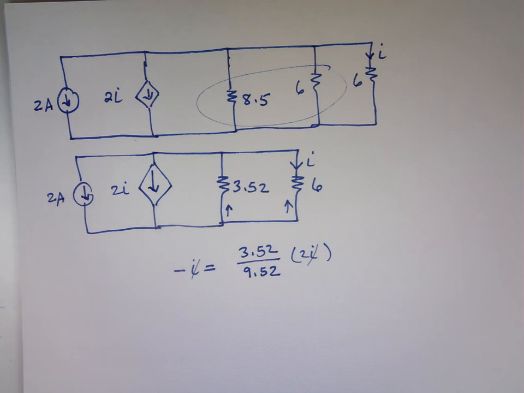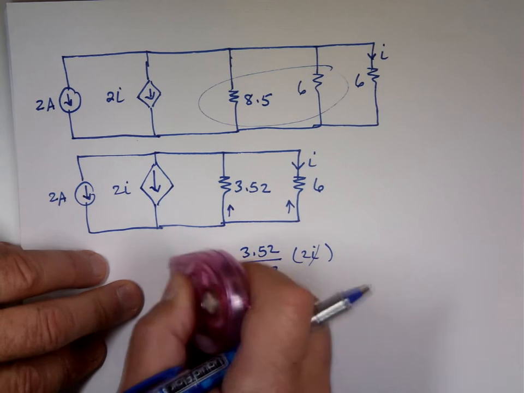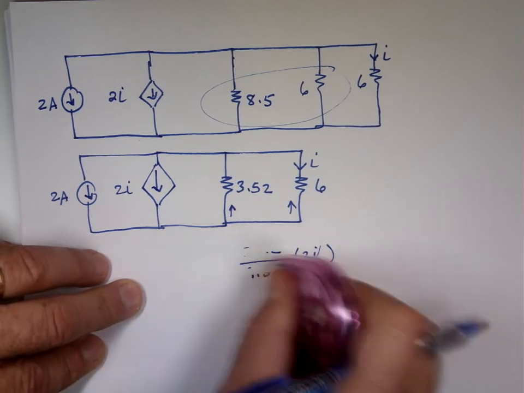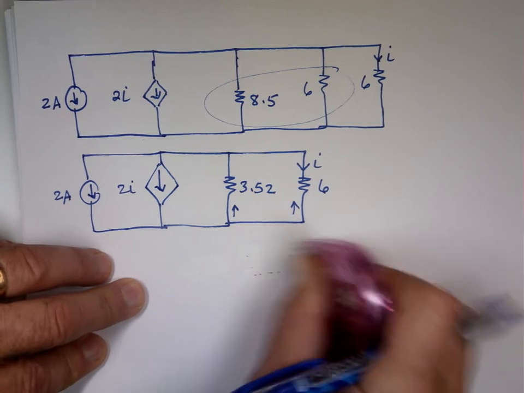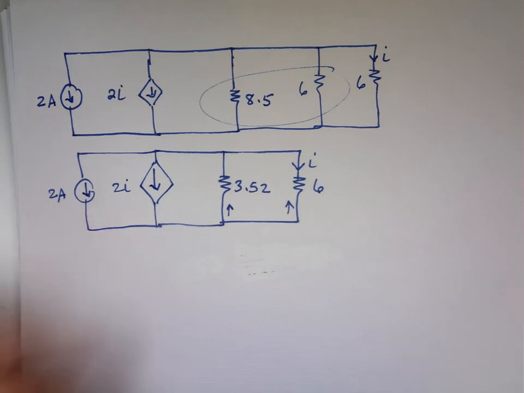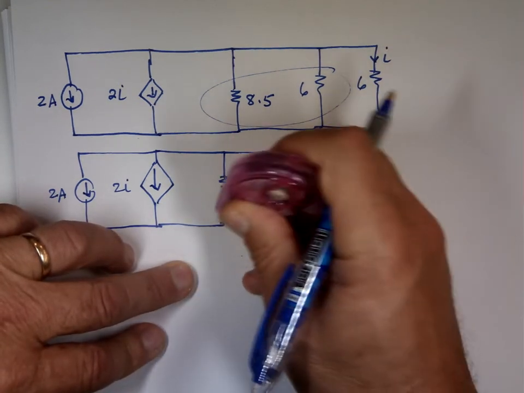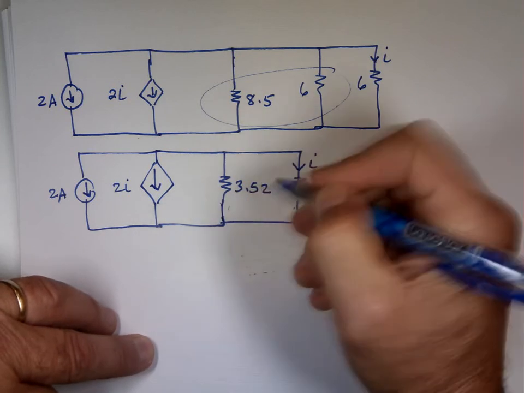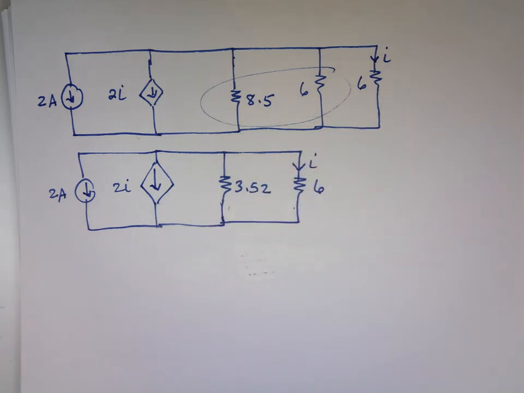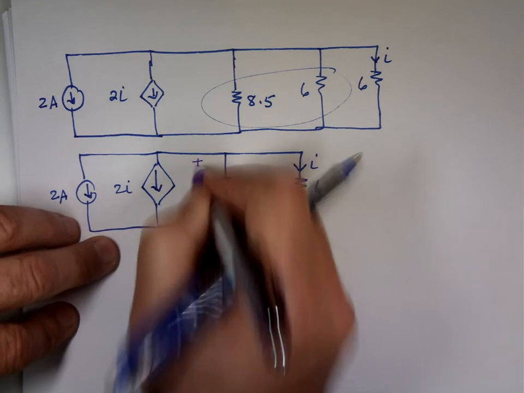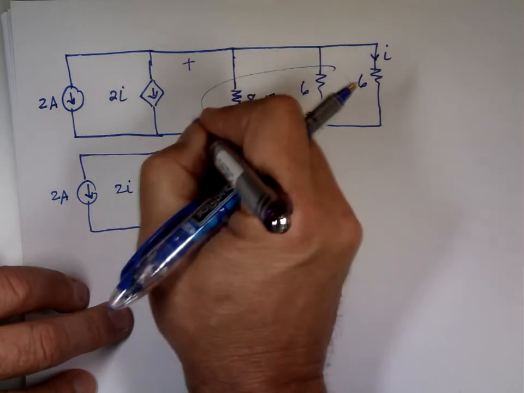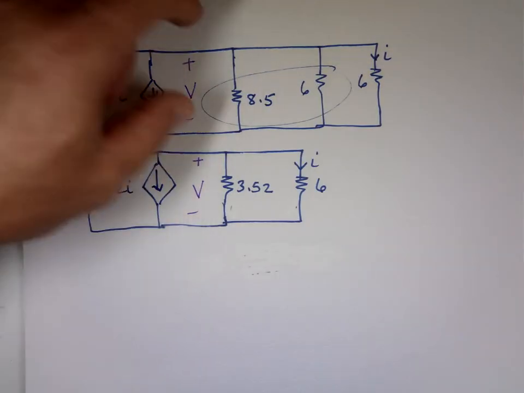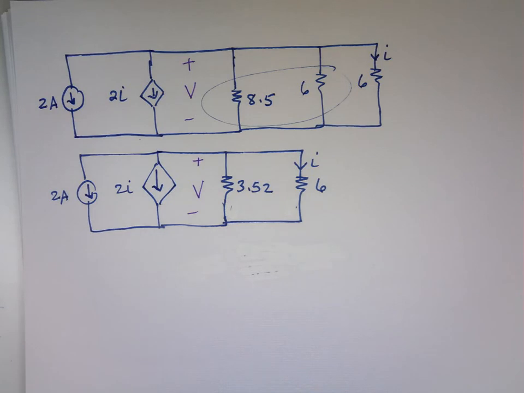Now we can finish this. I'm not going to use current division here; I don't like it for this problem. Maybe I'll do KCL. There's only one node. They're all connected how? In parallel. That means what? The voltage is the same. The voltage here is the same voltage right there. So if I know that voltage, I'm done. I'm almost done.